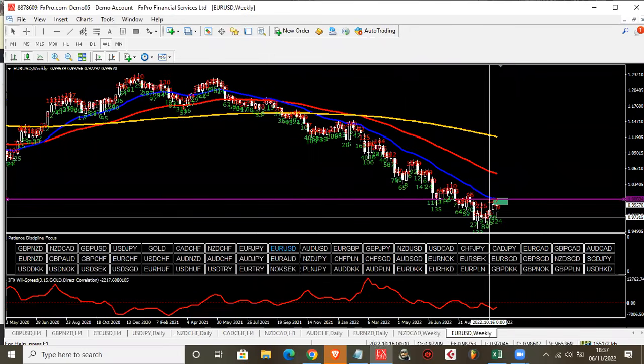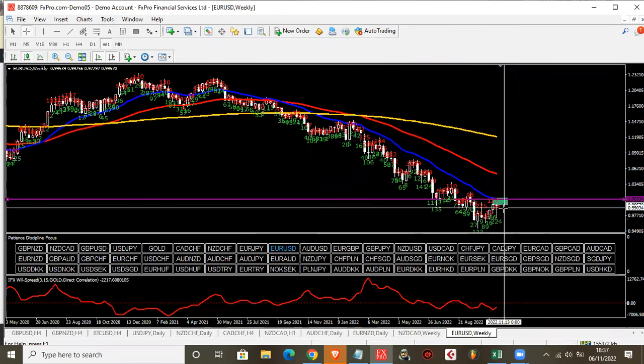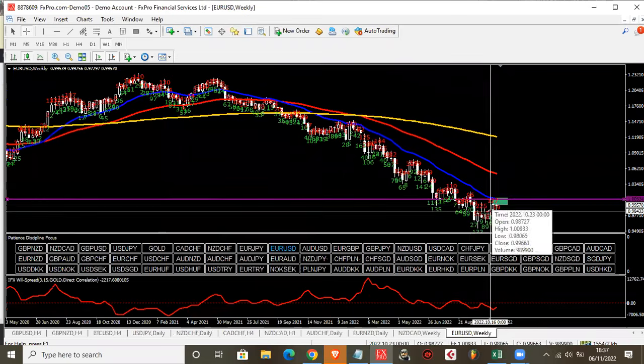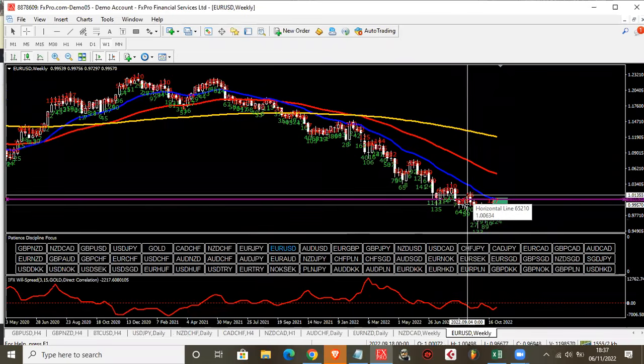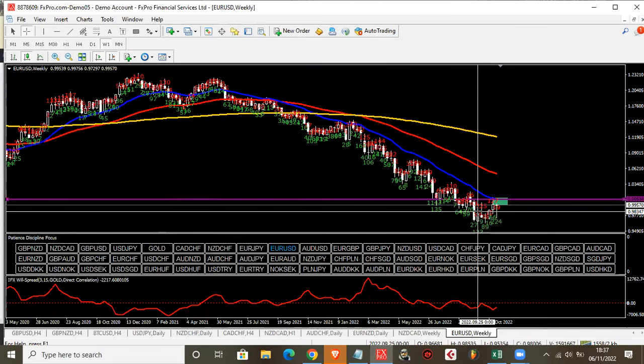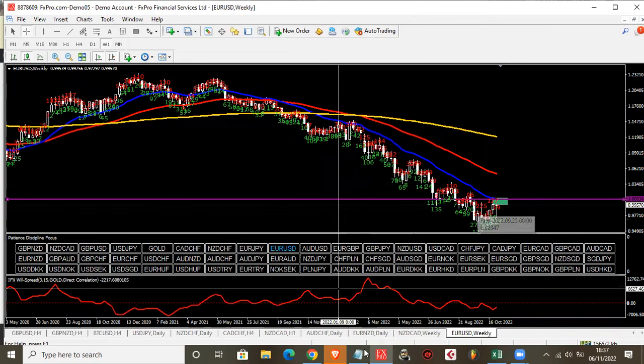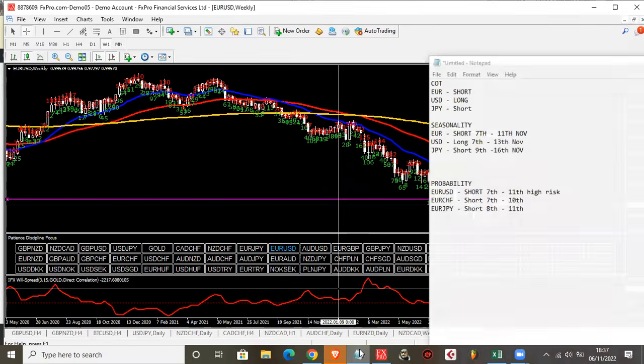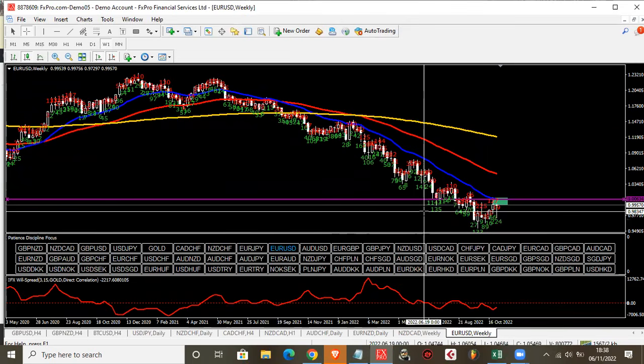If we're going down, for example, you want to calculate the wick size of the down candle, an average calculation of the wick size. And then only when price gets to that range, you start looking to enter the market. I'll give you an example with the Euro USD, where we're expecting it to go short from the 7th, which is tomorrow.